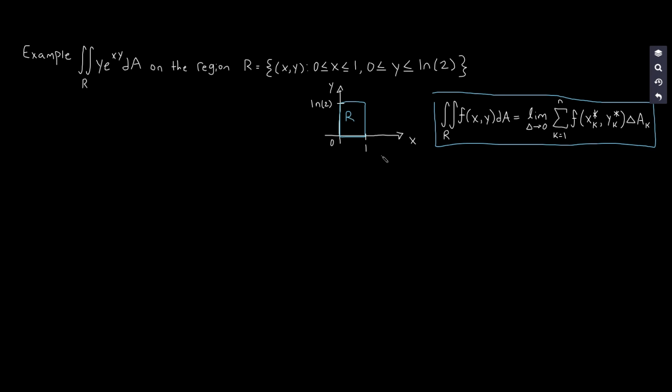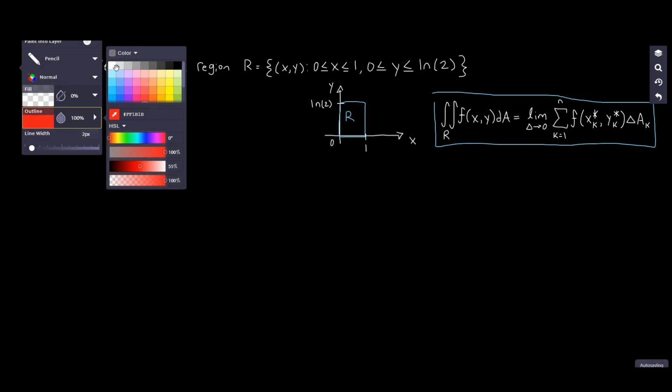And the surface above this region is y times e raised to the power of x times y. So there are two different ways I could do this. I could do it with the dx first, or I could do it with the dy first. I have two options. So let's look at option 1.